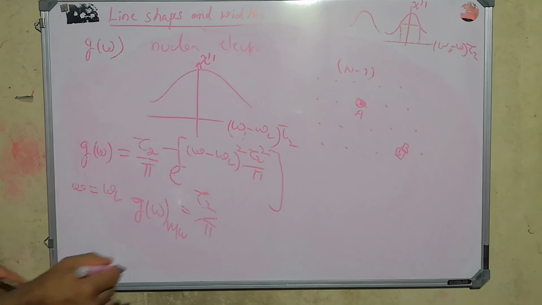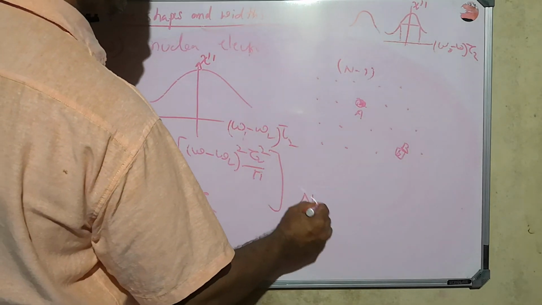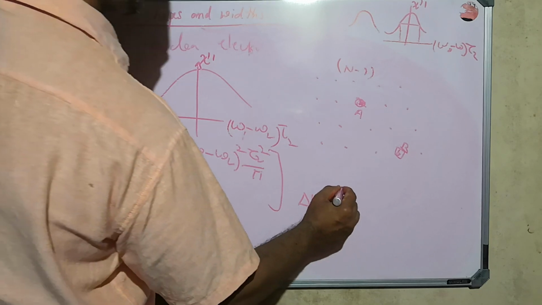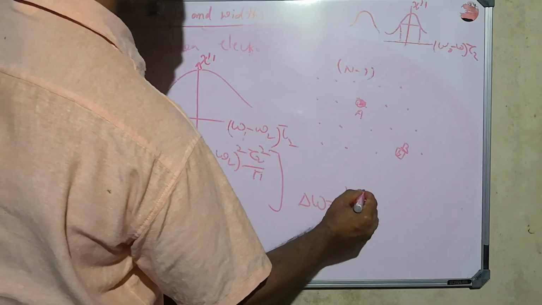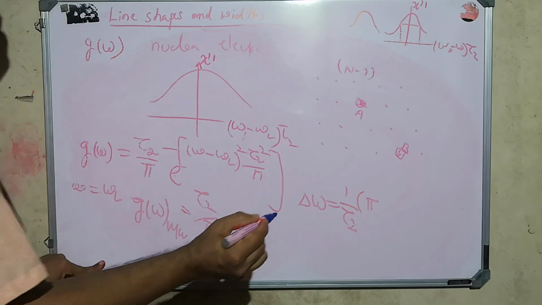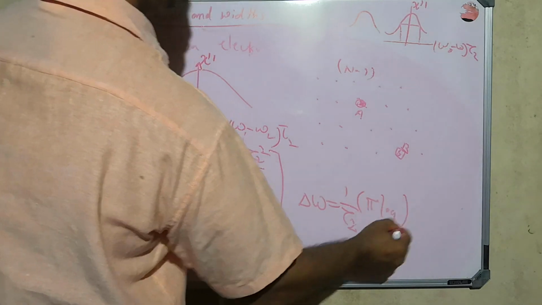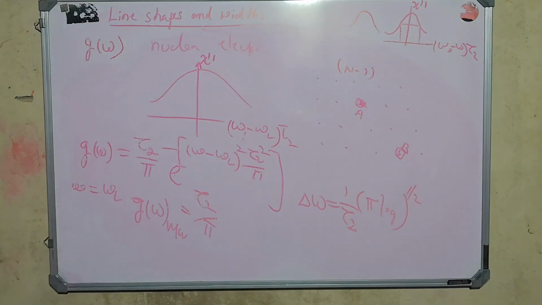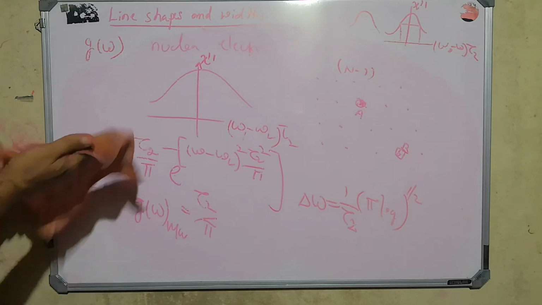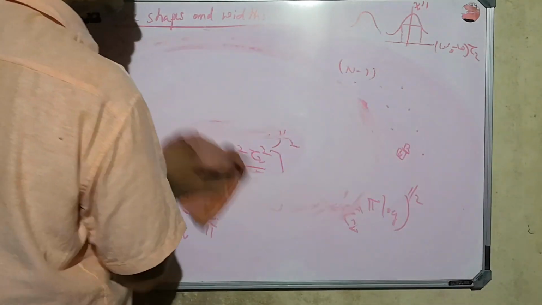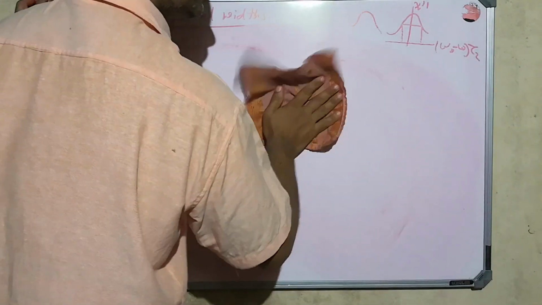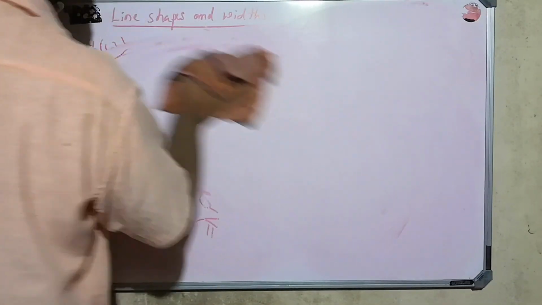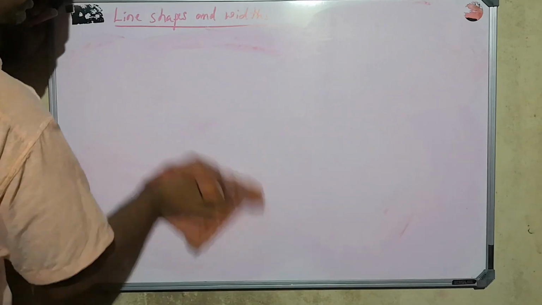So similarly for solids, half line width delta omega can be shown as 1 divided by tau 2 into pi into log 2 whole to the power half. So this is what we are observing in case of solids. The main broadening is due to the effect of a local field, that is, spin relaxation is responsible for the broadening of absorption lines.